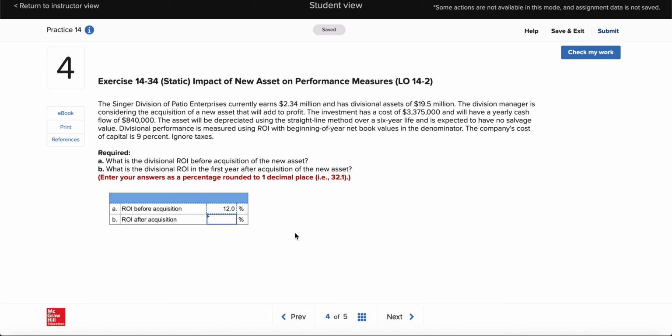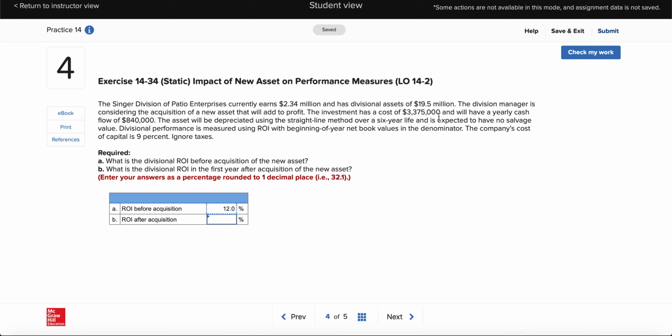So what's going to change as far as my operating profit is concerned? I want to take the 2.34 million, but I'm going to add an additional cash flow of $840,000 is what they're saying, but that's not income. This is cash flow. When I look at the income, I have to remember this depreciation aspect of it. So I want to subtract the depreciation from that cash flow because that's what would represent the profit. What's depreciation? It is going to be the 3.375 million divided by 6 years.